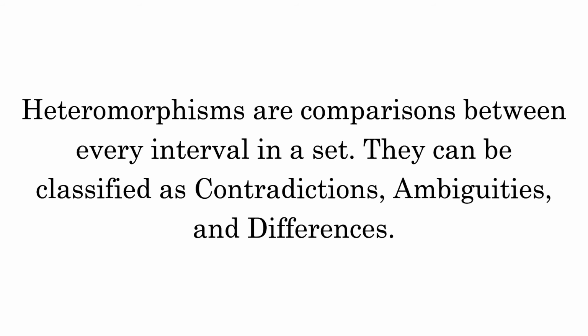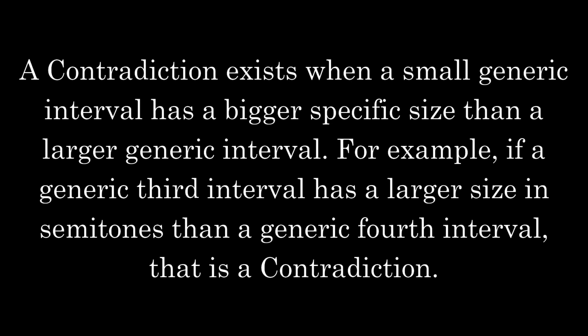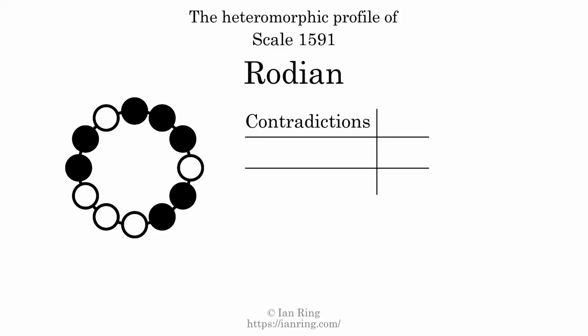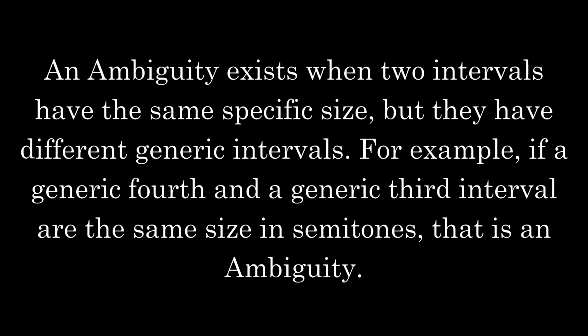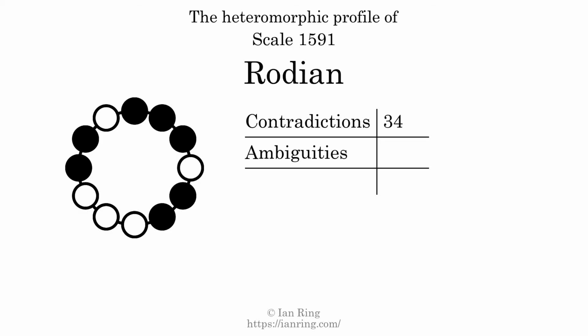They can be classified as contradictions, ambiguities, and differences. A contradiction exists when a small generic interval has a bigger specific size than a larger generic interval. For example, if a generic third interval has a larger size in semitones than a generic fourth interval, that is a contradiction. The number of contradictions in this scale is 34. An ambiguity exists when 2 intervals have the same specific size, but they have different generic intervals. For example, if a generic fourth and a generic third interval are the same size in semitones, that is an ambiguity. The number of ambiguities in this scale is 21.